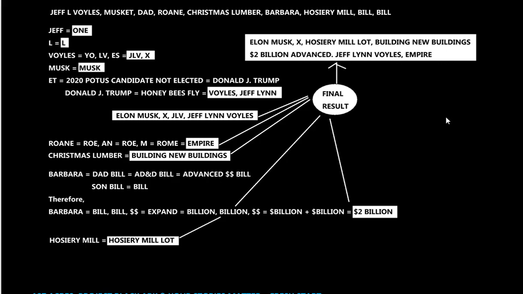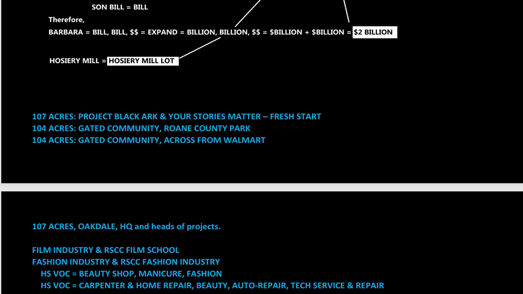So Elon Musk will buy the old hosiery mill lot where he will build a new X headquarters. This will involve the building of new buildings. He will also give a $2 billion advance to Jeff Lynn Voiles, with which Jeff Lynn Voiles will build a new empire of industries with which to replace the ones that Elon Musk wants destroyed.